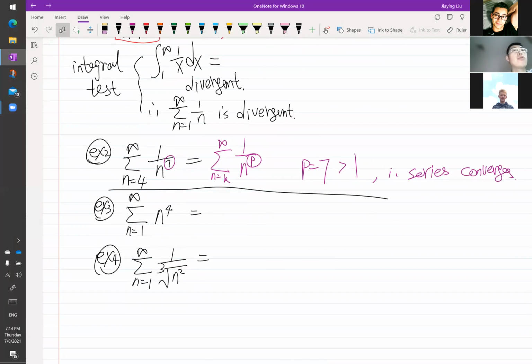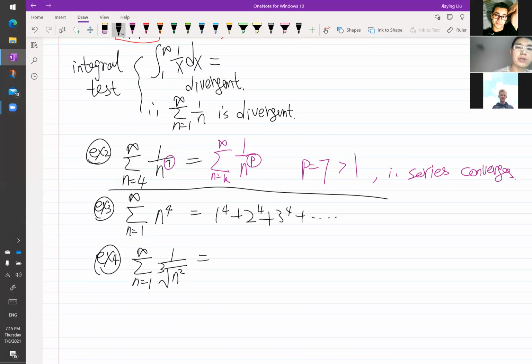How about n to the 4? It's divergent. Good. Obviously, we can just look at n to the 4 directly. If we consider 1 to the 4th plus 2 to the 4th plus 3 to the 4th, we know the sum will go to infinity. We know that's a divergent series.